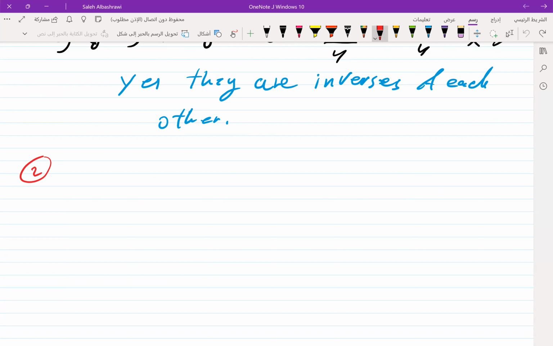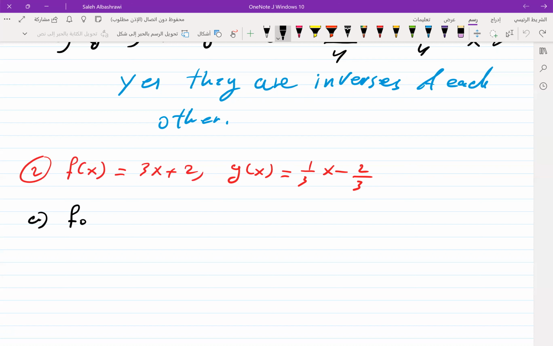Let f of x equal 3x plus 2, and g of x equal 1/3 x minus 2/3. Let's check whether these two functions are inverses or not. For the first condition, I have to find f composite g of x.